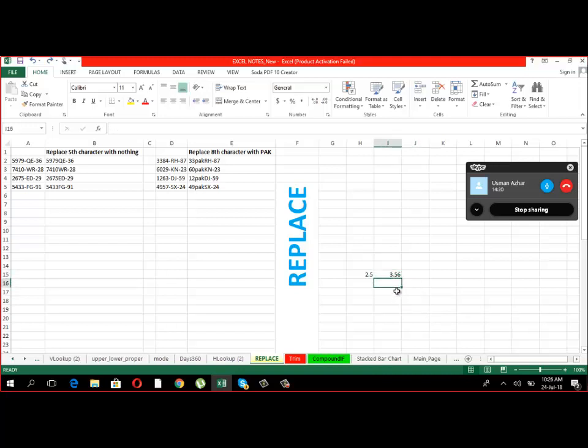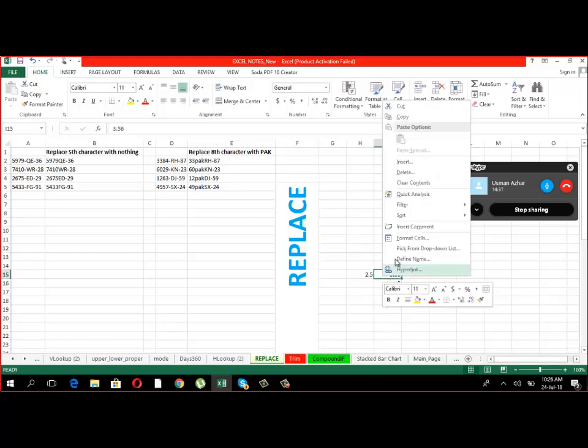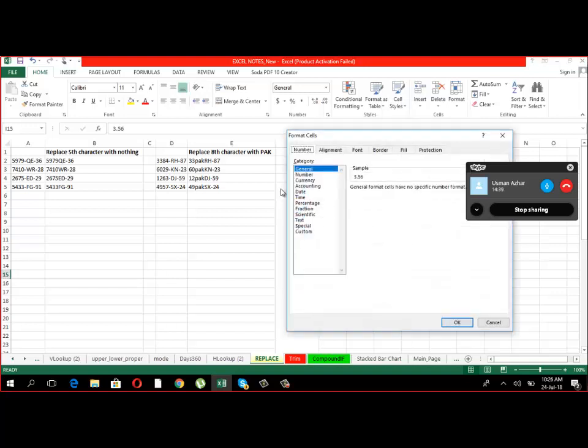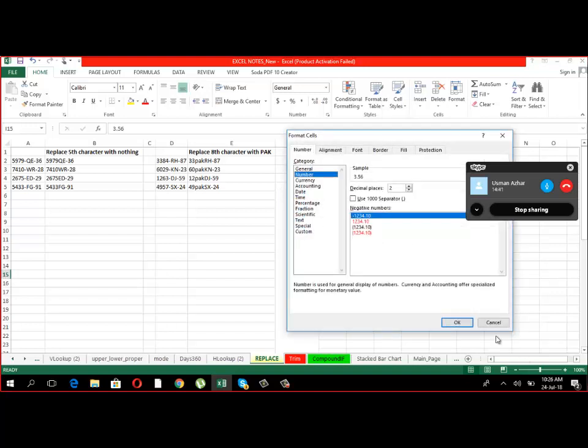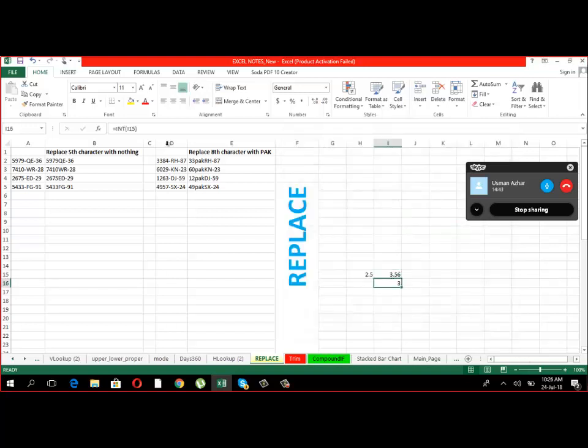Now this is one way. What if I want another way? Equals INT. This gives me 3. Now, do you see? This was a procedure. I right clicked, I went to format, I went to number, and I changed. This is a procedure. What is this INT? It is a function, the integer function, whole number.